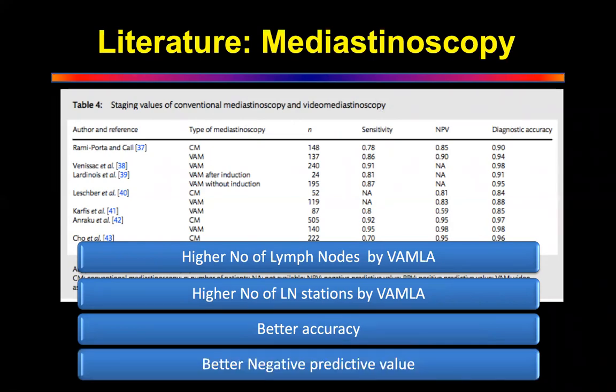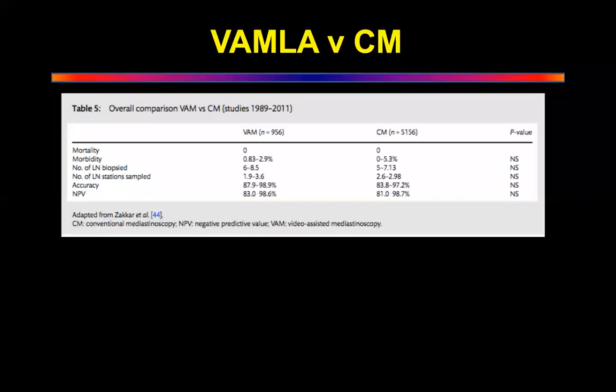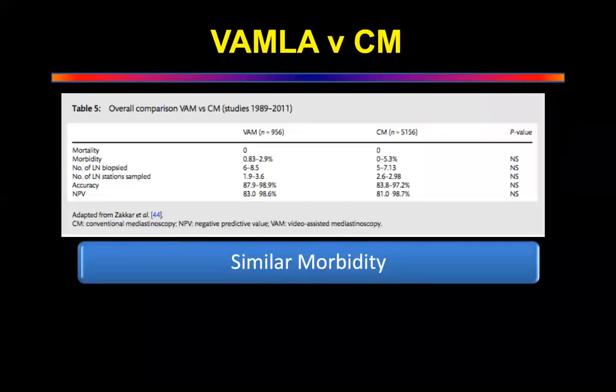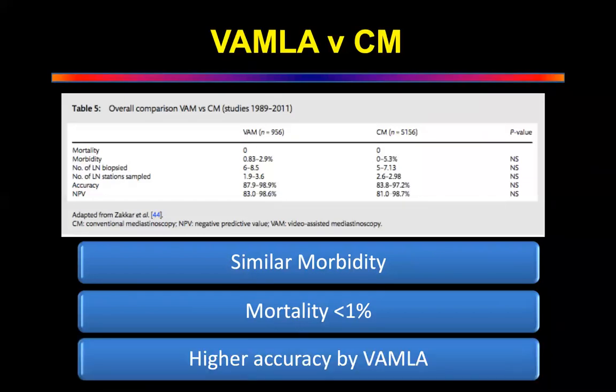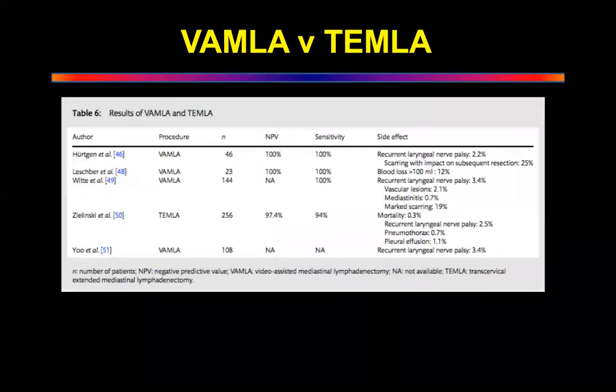So that's number one. And the predictive value by VAMLA is higher, negative predictive value, than by conventional mediastinoscopy, because you're actually seeing the node and taking it out on the large screen. The morbidity between the two operations is similar. The mortality is less than 1%, but the accuracy is higher by VAMLA. Okay, so that's the first thing that you have to remember that comes out of these two important papers that I showed you.